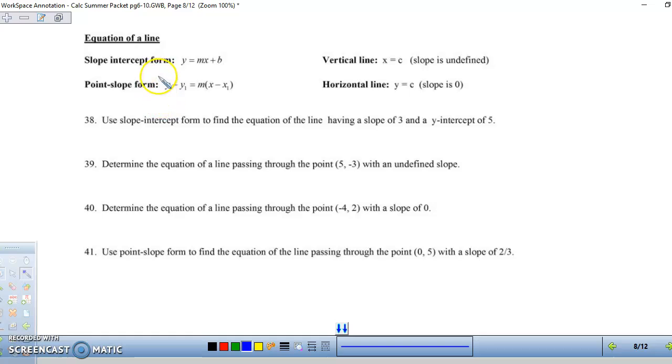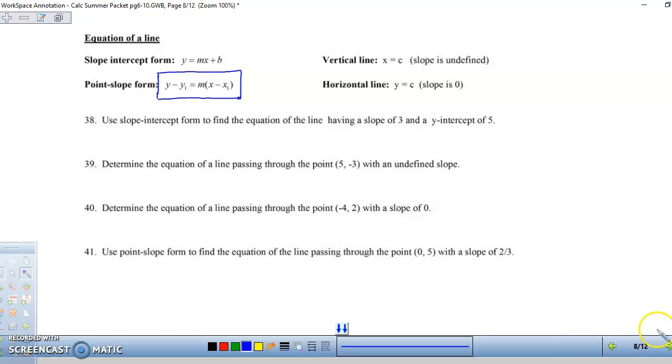And then point-slope form, this really is a super important concept to be able to use in all different contexts. So point-slope is y minus a y value that's given to you, and that's equal to the slope times x minus an x value that is given to you as a coordinate point. So we're going to just go through one of these. So which one should we go through?